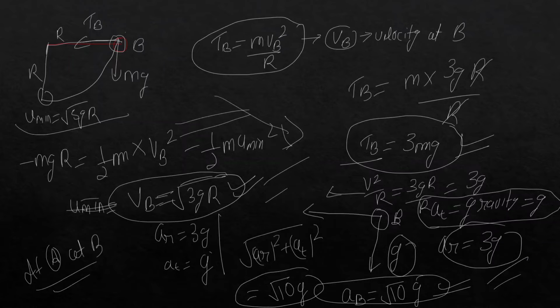So now we have calculated everything regarding u minimum, that is under root 5 gr. We have done all the calculation regarding that velocity. So now we are going to see one new part, that is analysis of vertical circular motion at different points. So we have calculated this point, this point.